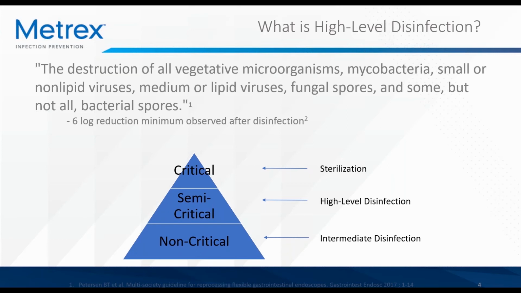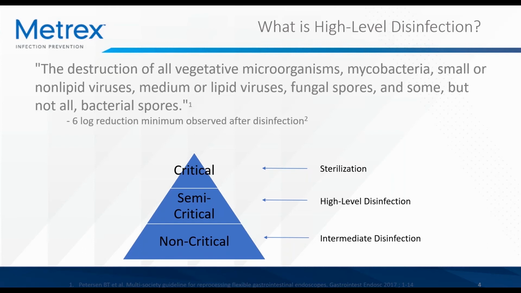Above intermediate level disinfection, we have high-level disinfection. High-level disinfection is defined as the destruction of all vegetative microorganisms, mycobacteria, small or non-lipid viruses, medium or lipid viruses, fungal spores, and some, but not all, bacterial spores. High-level disinfection is performed on semi-critical items. Semi-critical items are items that come into contact with mucous membrane or non-intact skin. Because they come into contact with mucous membrane, semi-critical items carry a higher risk of infection, so they require a higher level of disinfection via high-level disinfectant.